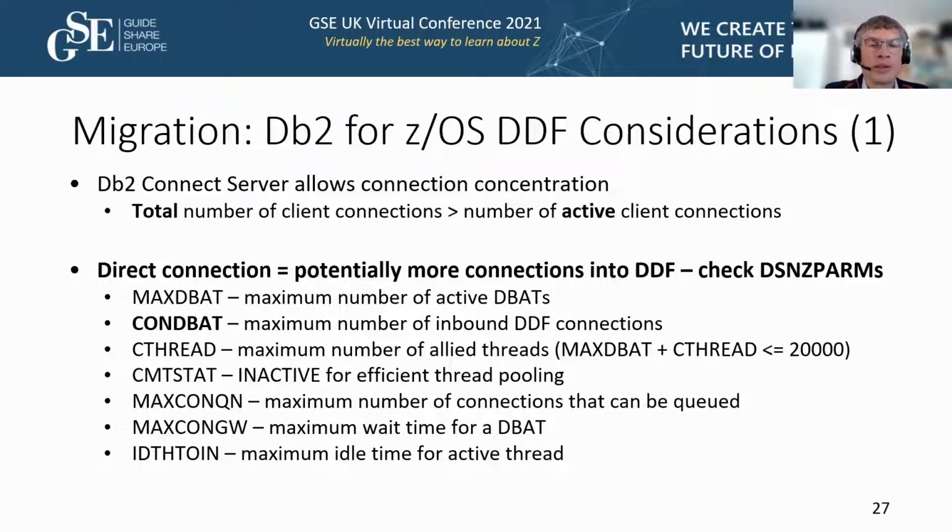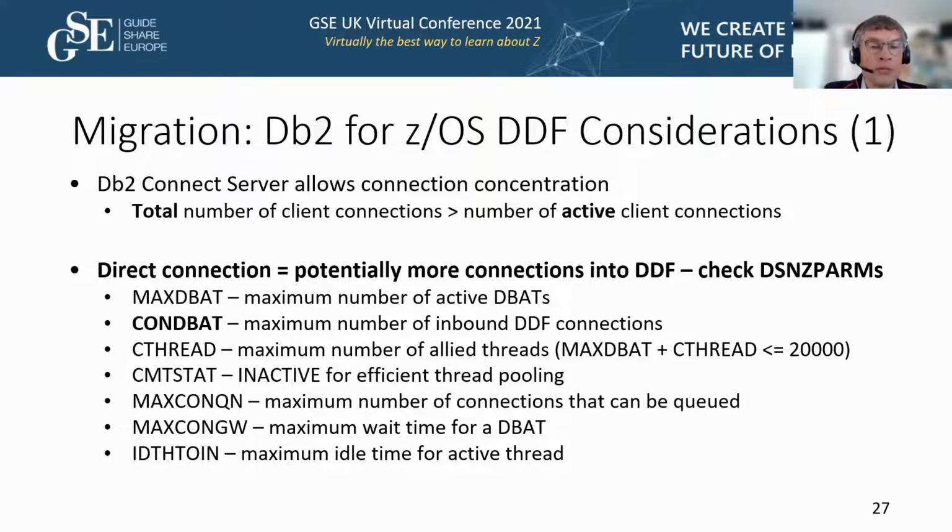A con debug controls the inbound DDF connections that could be much higher than the number of actual active debugs. The third one is the maximum number of threads overall, be it from local applications or from distributed. Then you need to consider additional ZPalms for CMT stud, for example, for thread pooling. Typically, this is on the setting of inactive.